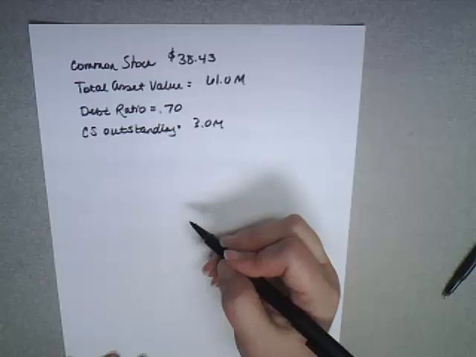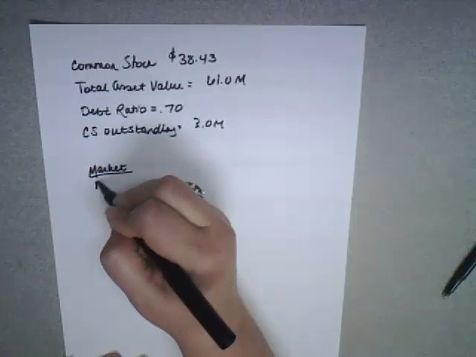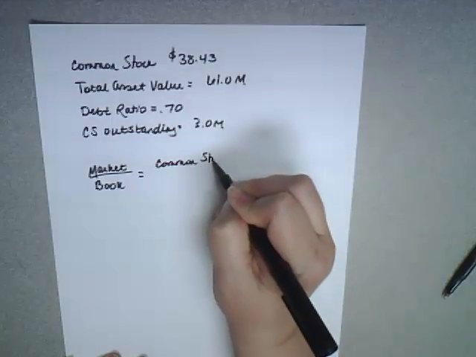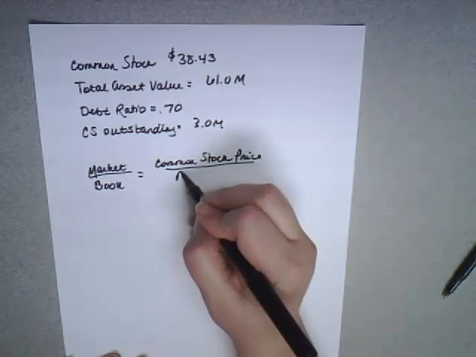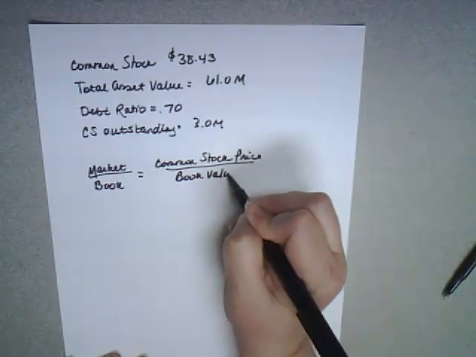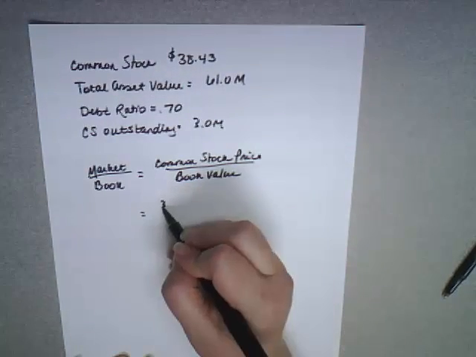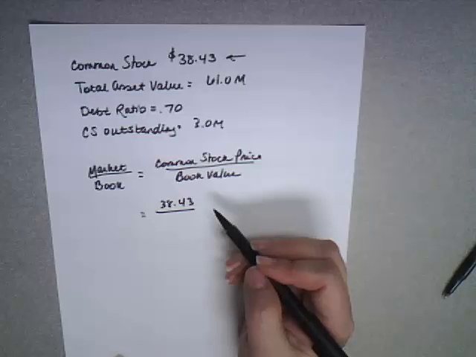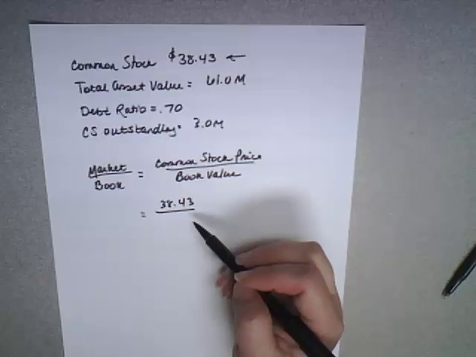Now the way that we calculate the market to book ratio, it's basically the common stock price divided by the book value. Okay, so we have the common stock price of $38.43, because that was given right here. And when we go to determine what our book value is for our stock, we're going to take the total equity and divide it by the number of outstanding shares.